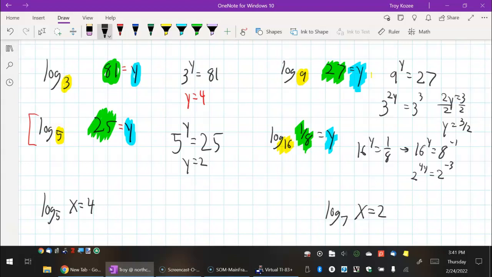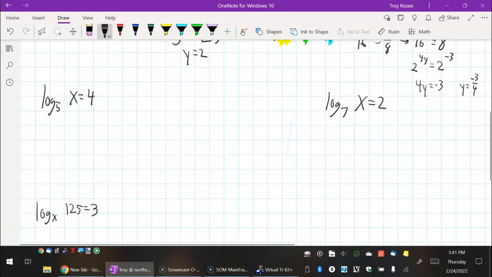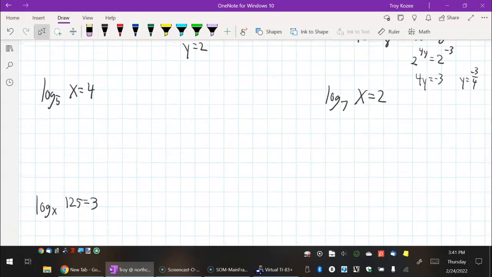I can then ignore my bases and solve my exponents. Y is -3/4. So, guys, this is how you straight up solve logarithms. You take the logs, you rewrite them as exponentials, and you solve the exponentials.